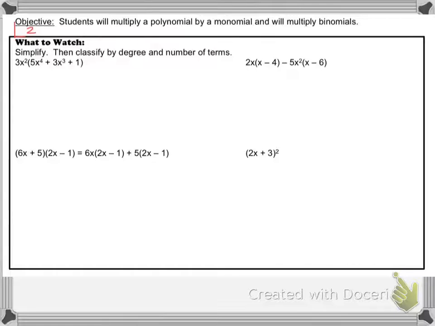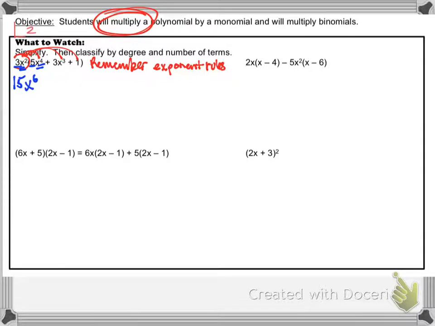All right, Unit 9, Lesson 2, multiplying polynomials and monomials. So really this is just the distribution property, and we have to remember our exponent rules. So when I multiply 3x squared times 5x to the fourth, 3 times 5 is 15, x squared times x to the fourth, we add the exponents in that case and get x to the sixth.